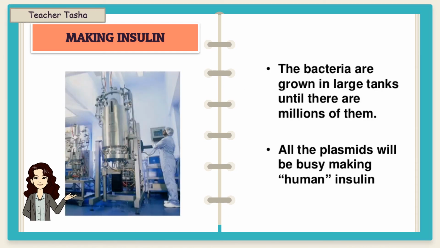Now, the bacteria are actually grown in large tanks until there are millions of them. So all the plasmids will be busy making human insulin to help treat the diabetic patient.